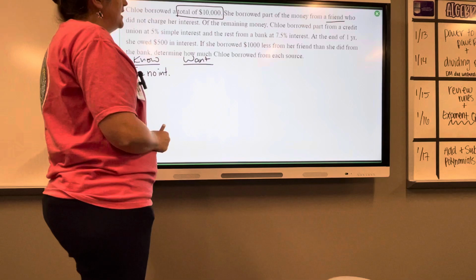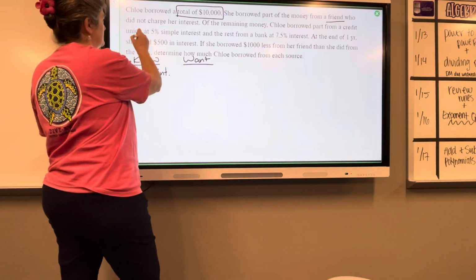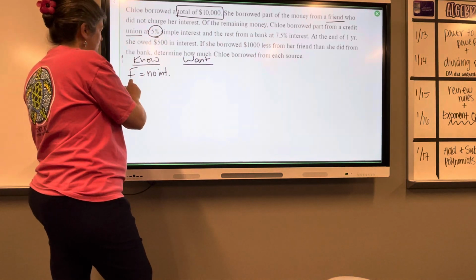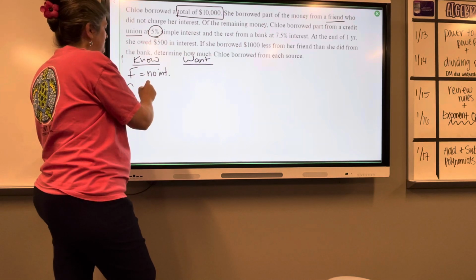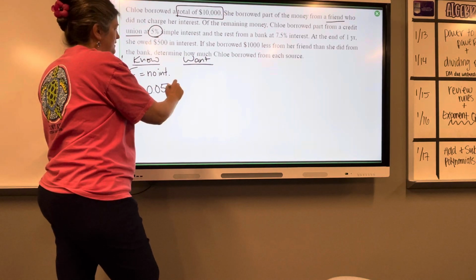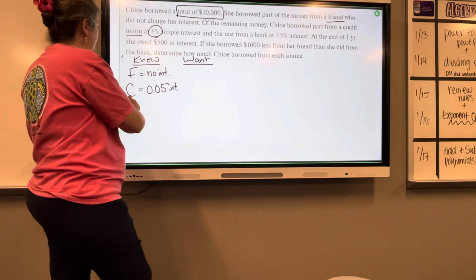Okay. Of the remaining money, Chloe borrowed from a credit union at 5% simple interest. So we know that the credit union is 5% interest. And the rest from a bank.